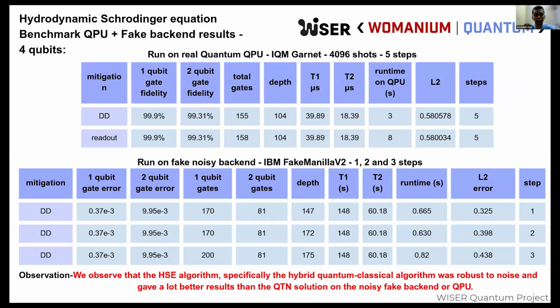So we can see the results for HSE here on real hardware and fake backend. In contrast to QTN, the HSE algorithm was immune to noise, and we were able to get good results with basic error mitigation. We successfully ran a solution on the QPU for 5 steps and on the fake backend for 3 steps. So we can look at the algorithm comparison in the next slide.